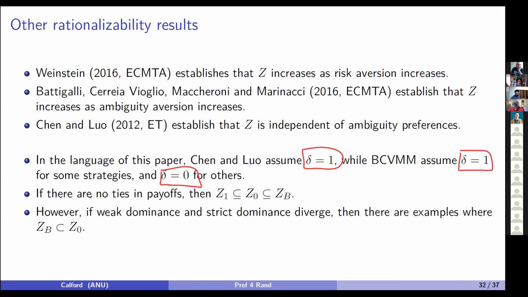I've already covered that result. The Borges result I gave before does depend critically on the weak dominance and strict dominance diverging. If weak dominance and strict dominance do diverge, which happens if there's the same payoff across multiple strategies, which can occur, then there are examples where the Borges set is smaller than my set.